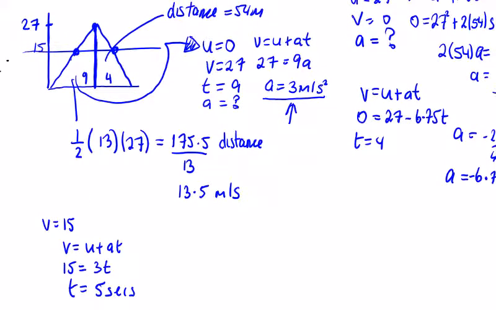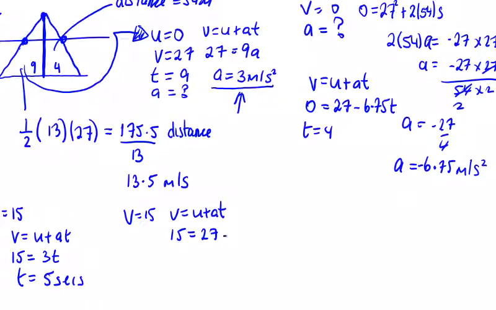And let's see on the way down, v is equal to 15. v = u + at. So 15 is equal to 27, my initial velocity, and a is minus 6.75 times t. So I'm going to have 6.75t is equal to 12. t is equal to 12 over 6.75.